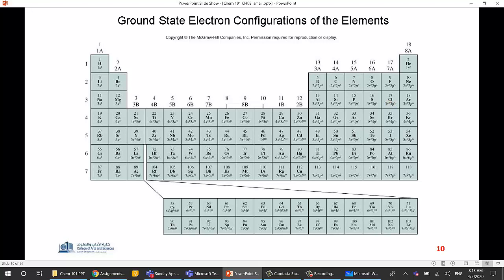You can try this again for, let's say, titanium, Ti, which is 22. You can say titanium is 1s2, 2s2, 2p6, 3s2, 3p6, and then 4s2, 3d2, because you are here in the 3d and you want to take 2 electrons from the d orbitals. Or simply you can say that titanium is argon, then 4s2, 3d2.